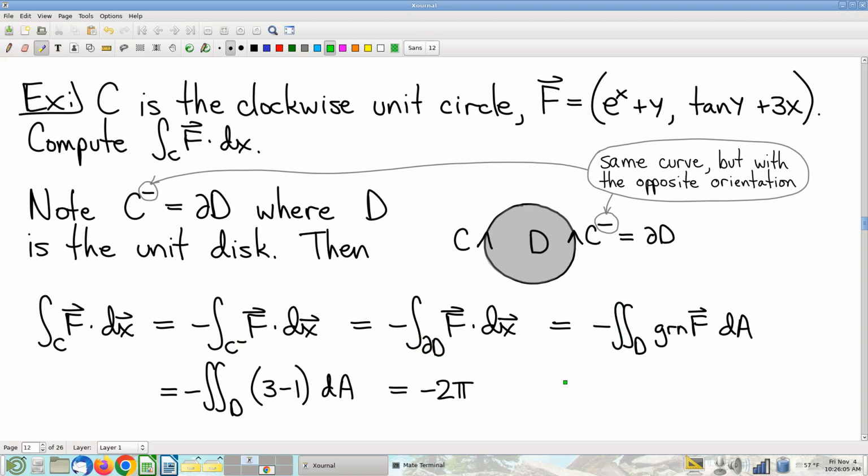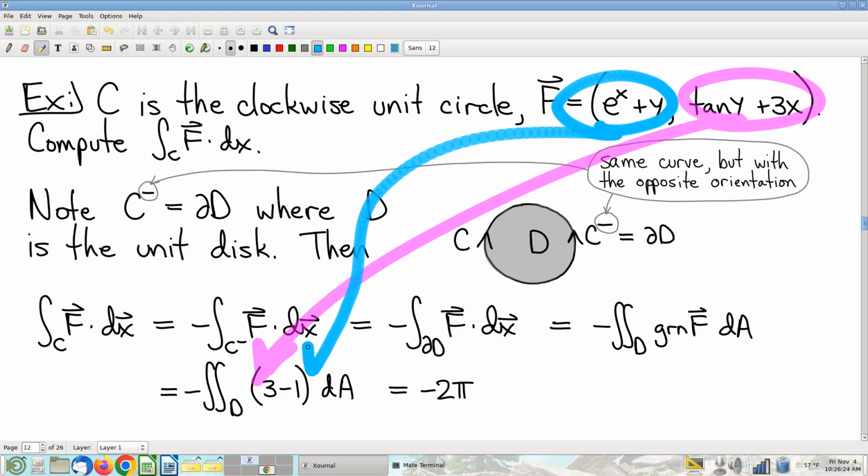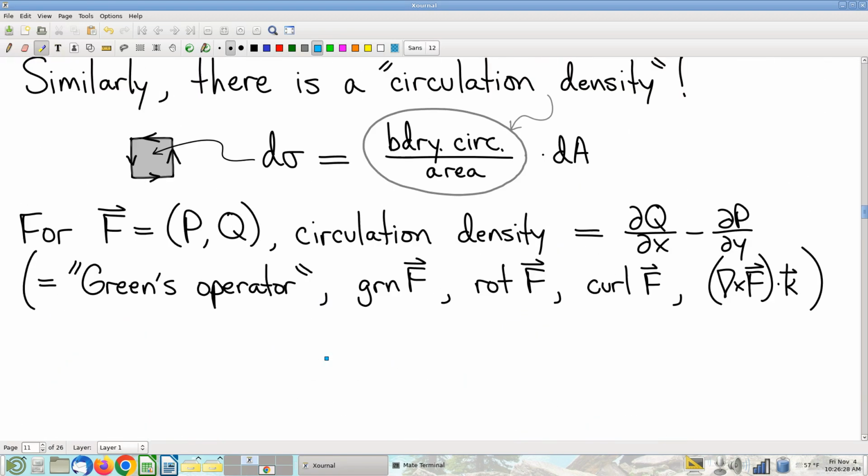We have a double integral of Green's operator. Keep in mind, Green's operator is we take the second component of the vector field, and we take the x partial, dQ/dx, and then we subtract from that the y partial of the first component. Let's look back at our formula, dQ/dx minus dP/dy.